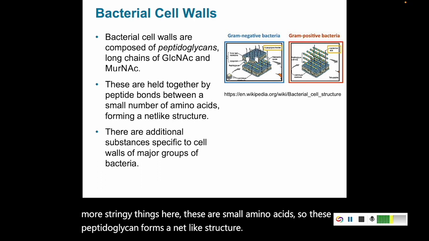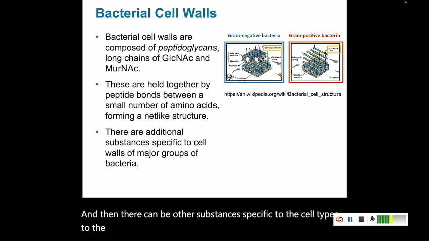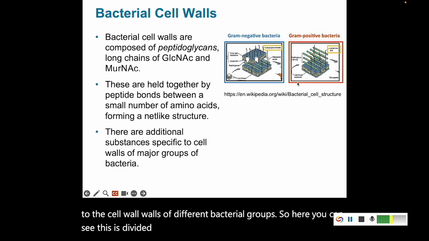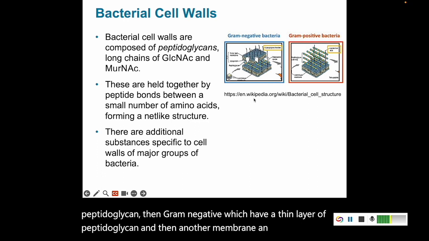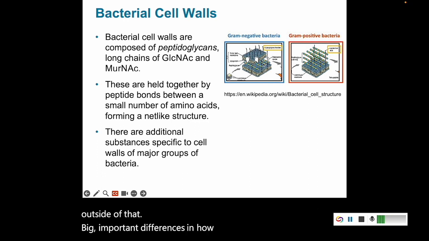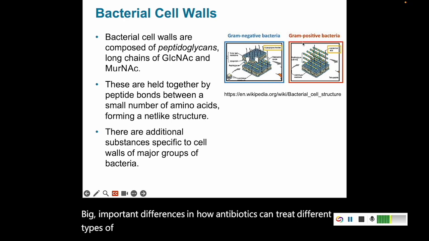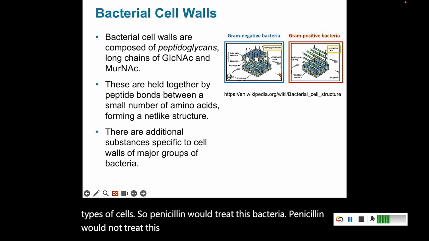And then there can be other substances specific to the cell walls of different bacterial groups. So here you can see this is divided into gram-positive, which just have a thick layer of peptidoglycan, then gram-negative, which have a thin layer of peptidoglycan, and then another outer membrane outside of that. There are big important differences in how antibiotics can treat different types of cells. So, penicillin would treat this bacteria. Penicillin would not treat this bacteria because of the differences in that cell wall.